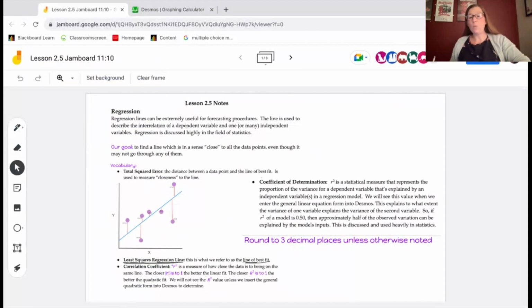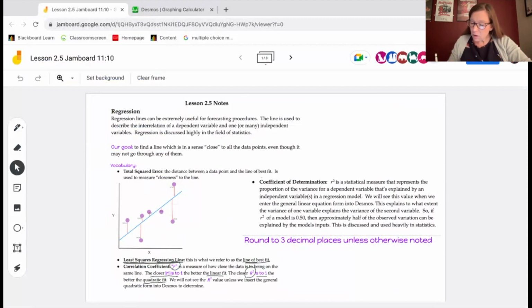When I'm looking at a linear line, I'm looking for the little r. When it's close to 1, it's a linear fit. When big R squared is close to 1, it is a better quadratic fit. So little r is for a linear line, and big R squared is for a quadratic. And we will see what they look like and where we find them in Desmos.